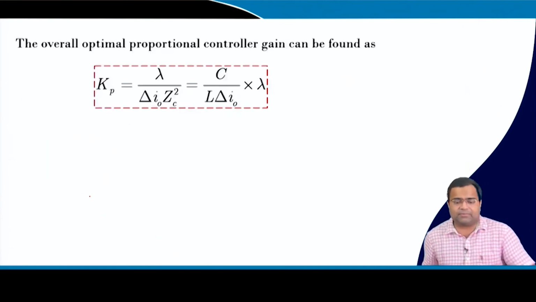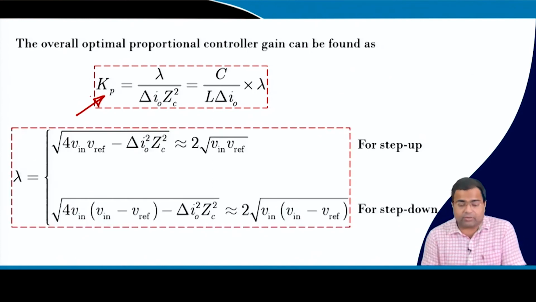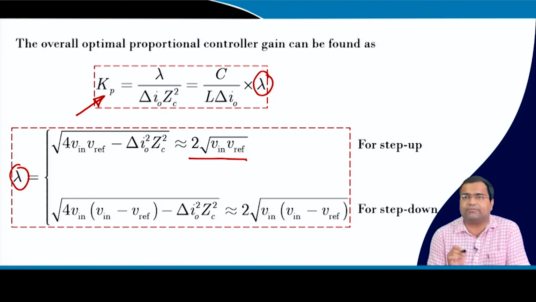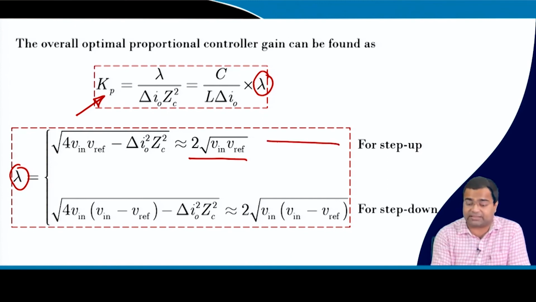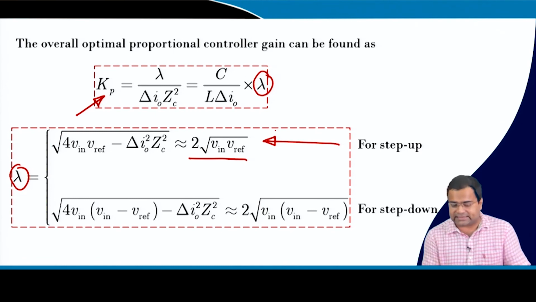So, for the overall time optimal control, the optimal gain will be Kp, where this lambda will be approximately equal to twice the square root of V in Vref, but this is during step up transient. The method that we have followed to derive the step up gain, you can use the same method for the step down, and everything else is the same except the Vref will be replaced by V in minus Vref.